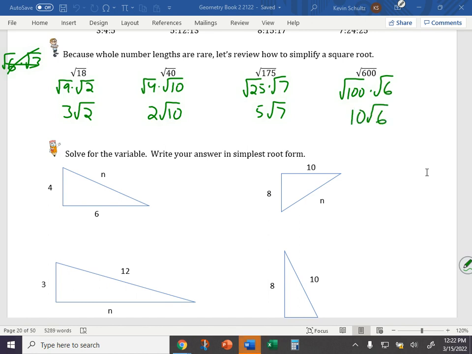So it might behoove you, if you don't know your perfect squares, to jot them down on help sheets. You have them, your 9, 4, 25, 100, 36, 49, all of those things that you can use to help simplify roots. Questions so far?